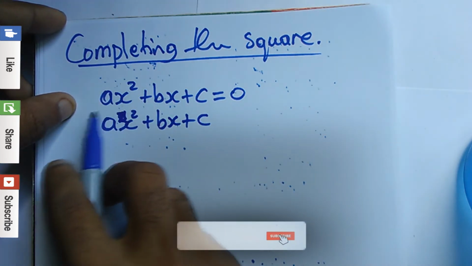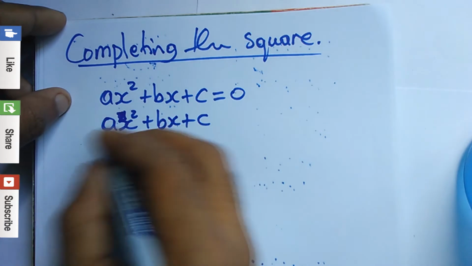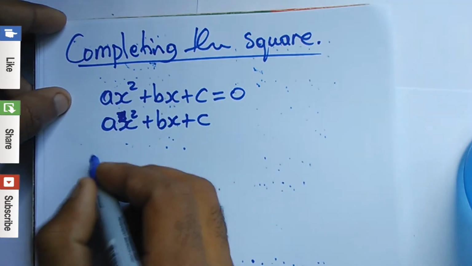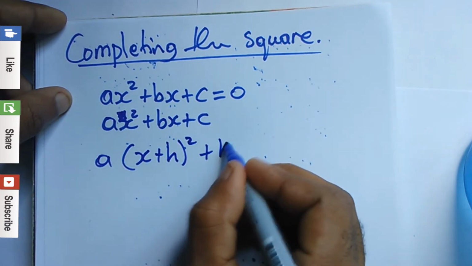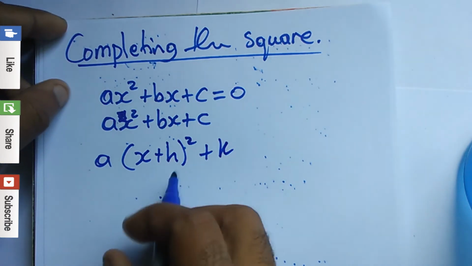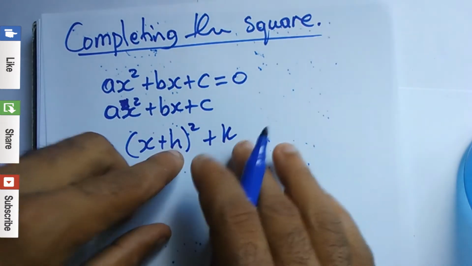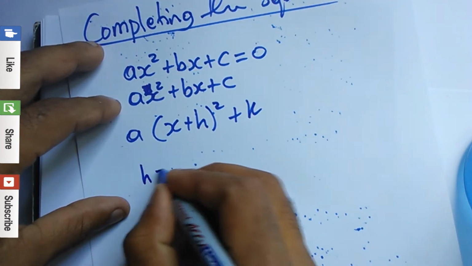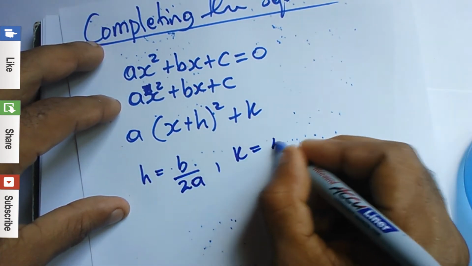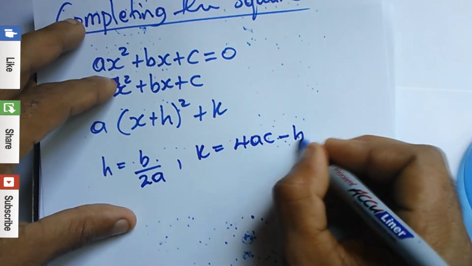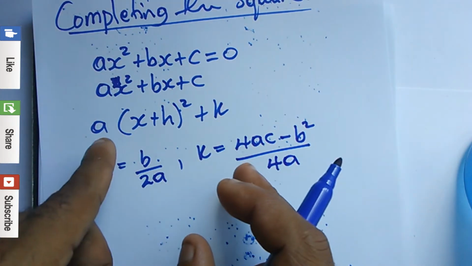If we have the quadratic in either of these two forms, we're supposed to express it in the form of a bracket x plus h close bracket squared plus k, where a, h, and k are real numbers. To determine the value of k and h, we have to know that h is equal to b over 2a and k is equal to 4ac minus b squared all over 4a. We need to know these two formulas because they're not on the formula sheet.